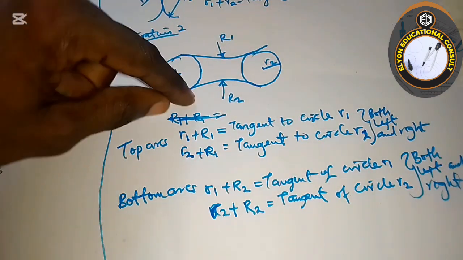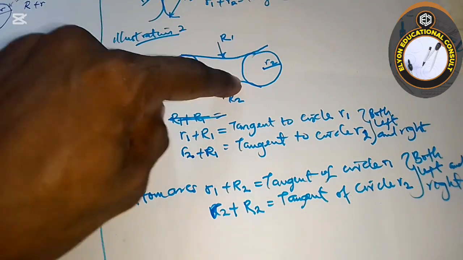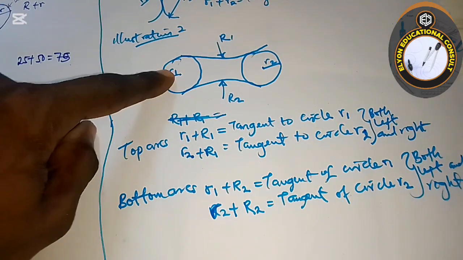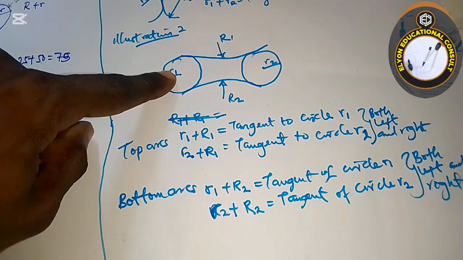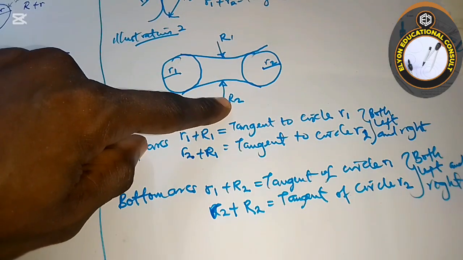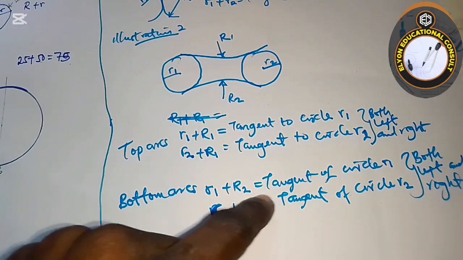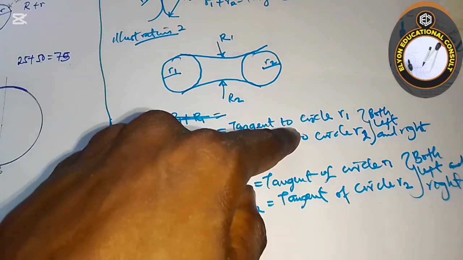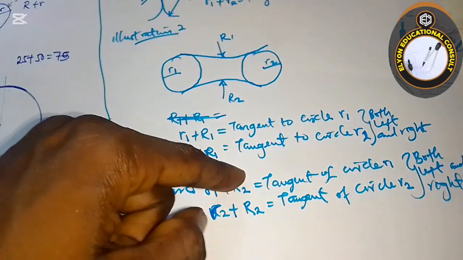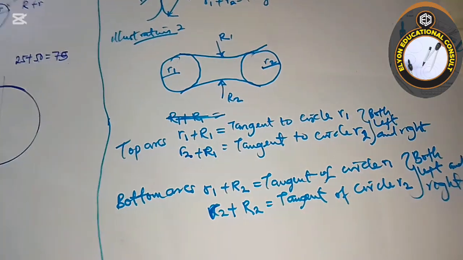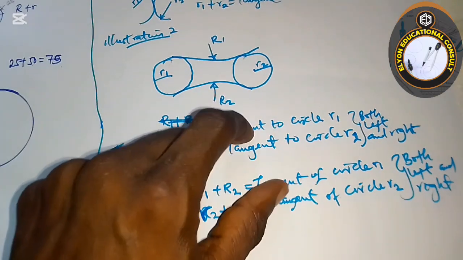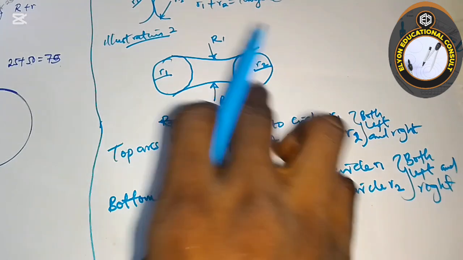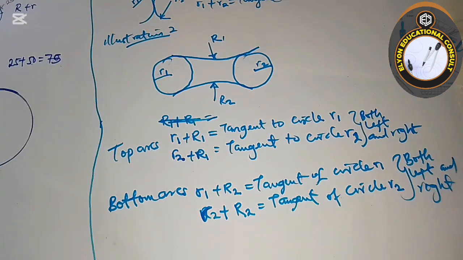So if I'm to do this bottom arc now, I will just say this radius here, I will add it with this radius here, R1 plus R2, which is going to give me the tangent of circle R1. The intersection of the arcs will be drawn at the bottom here, which we are now going to use to draw this arc. I hope you get that. So that is the second illustration for the second principle.